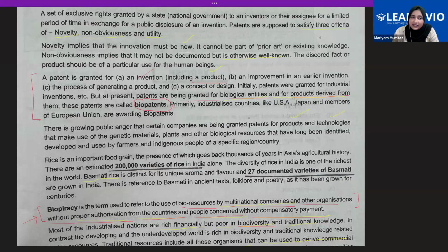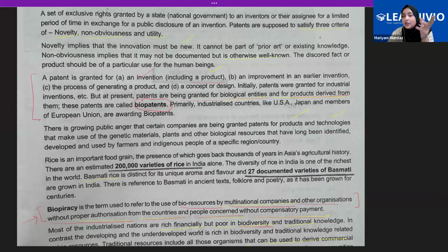A patent is granted for an invention, meaning maybe you have invented some product. It is granted for an improvement in an earlier invention, some new things you can add. It is granted for the process of generating a product, the way that you have created it. Like cookie recipes, let's just say. Cookie recipes are everywhere, right? But let's say you have created a new recipe wherein you have shown a different method.